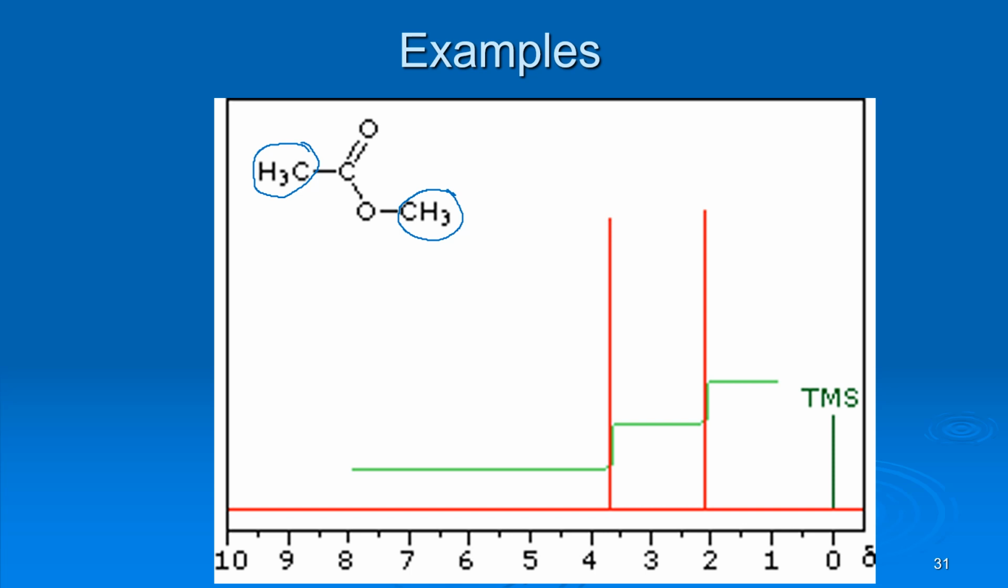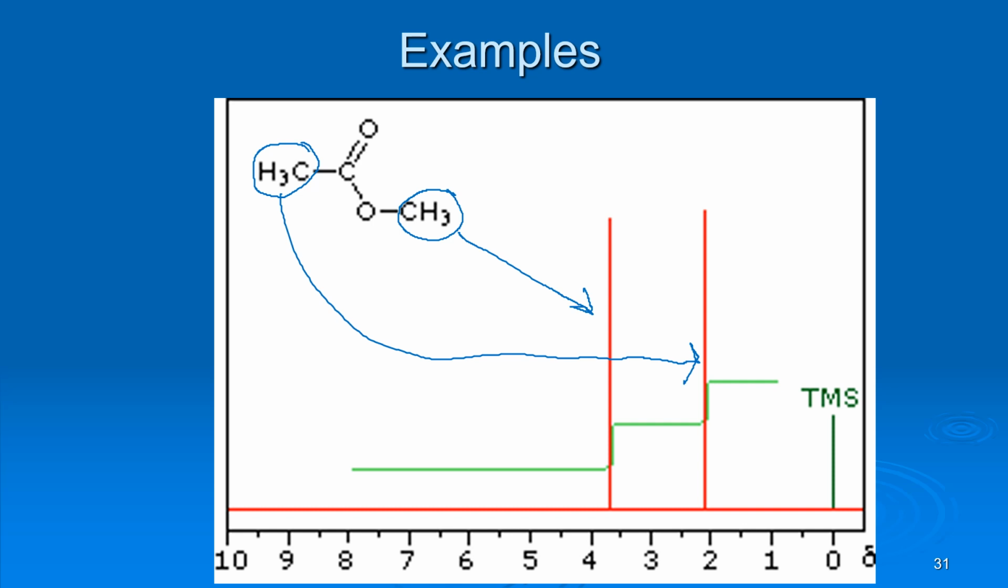And you might go back and pause this and look at some of the other slides where the regions are, but if it's directly attached to the O, that's going to be a little bit further de-shielded than this one is. So this one will be further to the left, and this one will be the one further to the right, because it's a little more shielded because it's still attached to a carbon. Even though the carbon's attached to an oxygen, the carbon is a little less withdrawing than an oxygen is.